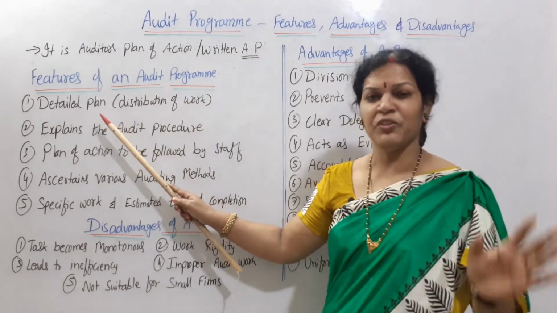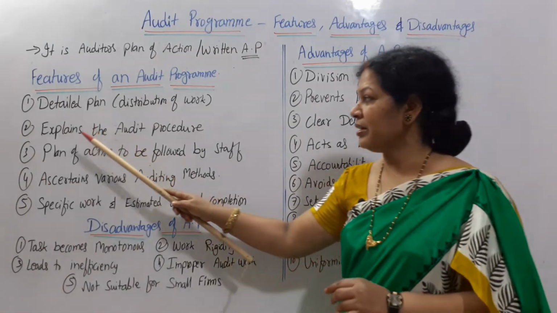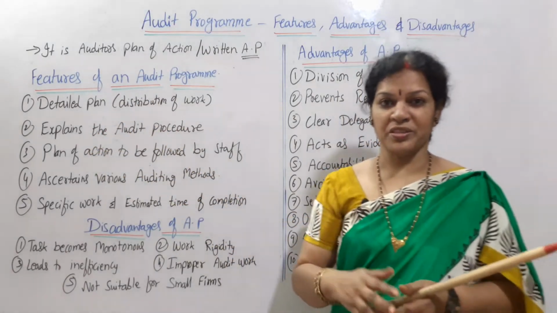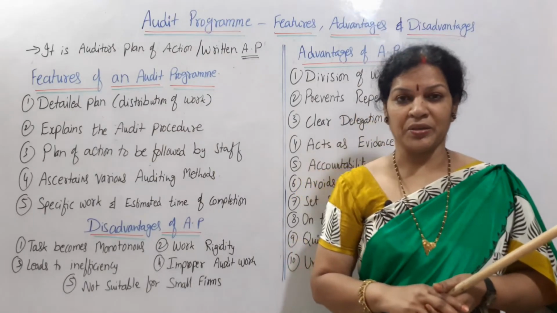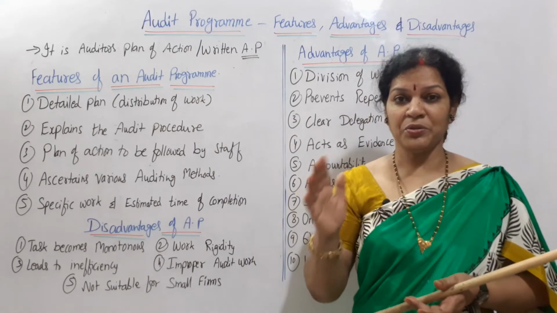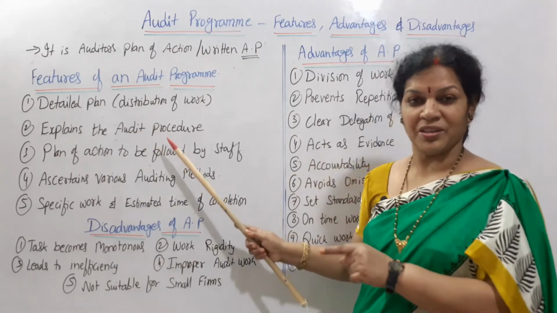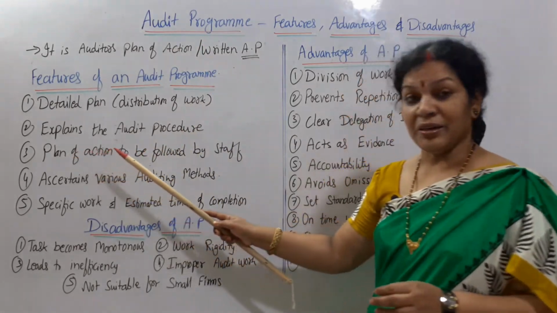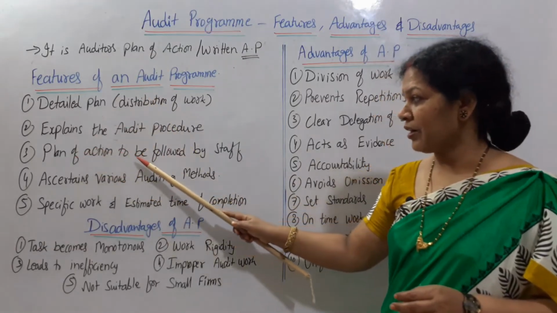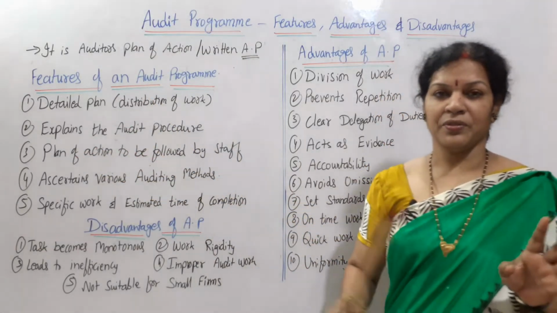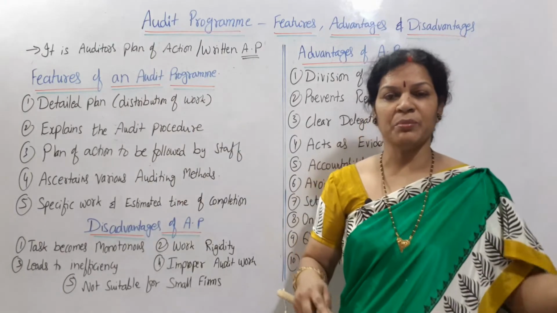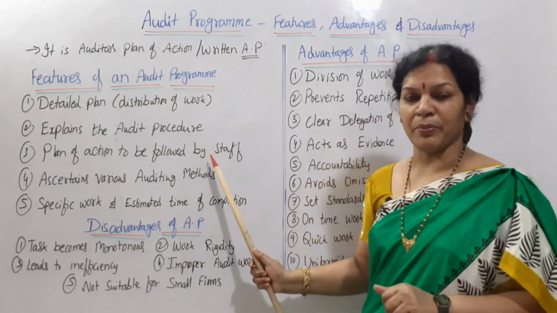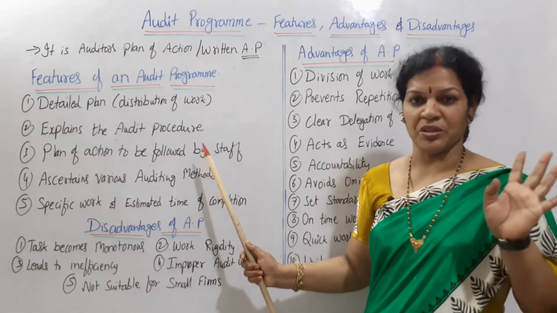This is one of the main features of the audit program. Then after that, the audit program explains the audit procedure: how to proceed, how to start the audit work, when to start, from where to start. That procedure it will clearly mention. In the same way, the audit program is the plan of action to be followed by the staff. When the program is prepared, it is nothing but a plan of action. So this is what we are going to implement. This has to be followed by the staff, senior and junior staff.